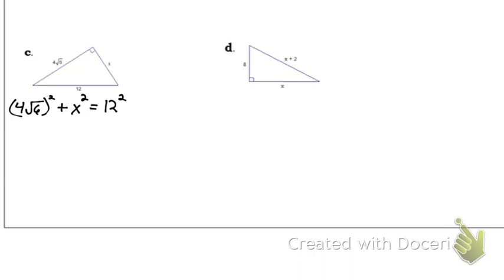Well, just a quick note about squaring something like this. You can think of this as just being 4 squared times square root of 6 squared. You kind of distribute that square to both things. Plus x squared equals 144. Well, 4 squared is 16.